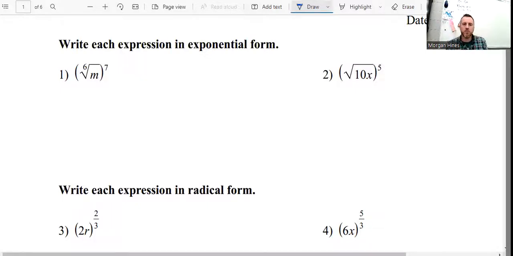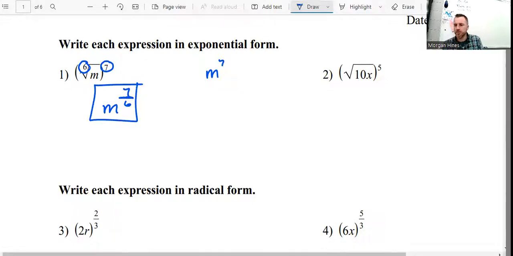So if we wanted to write this as an exponent, we have to realize that this number is the root and this 7 is the power. So they both become a part of the exponent, but roots are the denominators of these fractional exponents. So if it was just m to the 7th, then there is no root, and so it would be 7 over 1. But as soon as we have a root, there's a number under here that isn't 1. In this case, it's a 6, and a 7 goes on top. That's how you write that as an exponent.